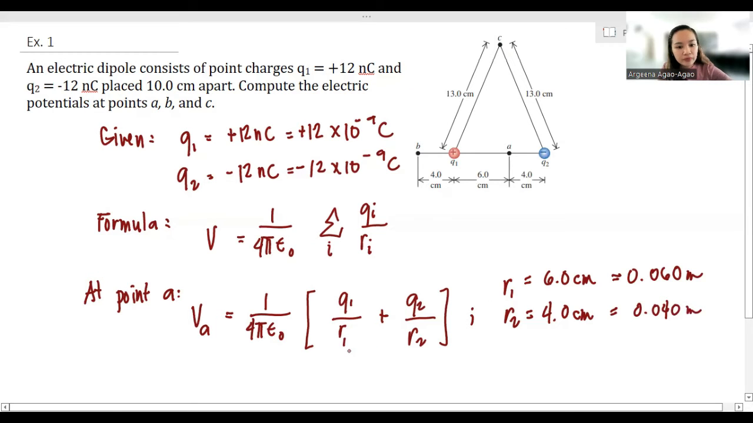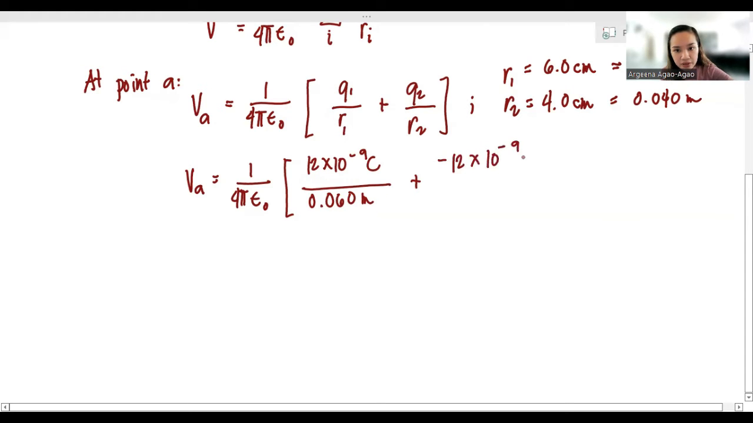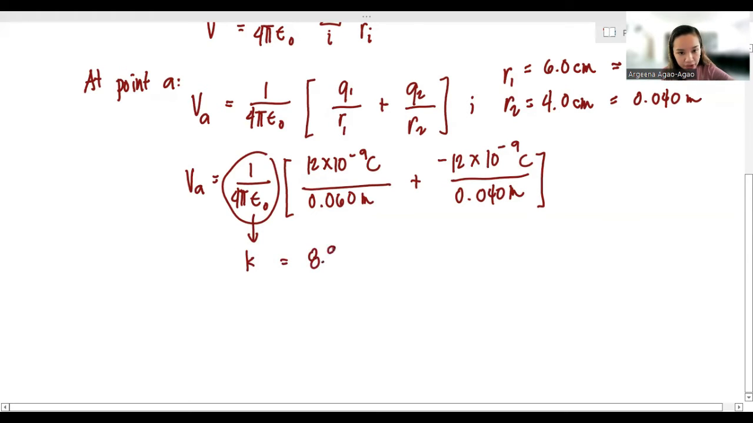0.04 meters. So substituting these values in our formula, we now have 1 over 4 pi epsilon naught times Q1, that is 12 times 10 raised to negative 9 coulomb over 0.06 meters plus Q2, that is negative 12 times 10 raised to negative 9 coulomb divided by 0.040 meters. 1 over 4 pi epsilon naught is actually our K constant, equivalent to 8.998 times 10 raised to 9 newton meter squared over C squared.